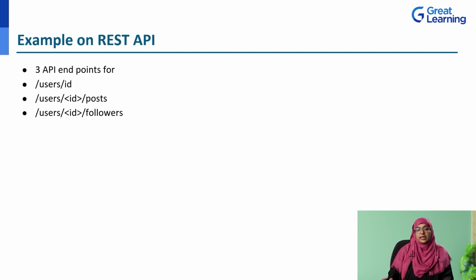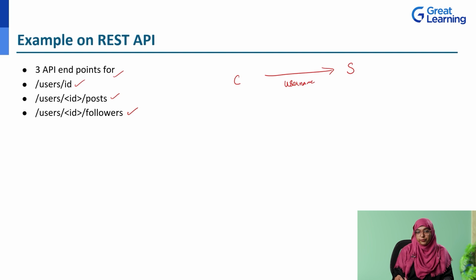Coming on to the example of your REST API, you can see that I have written 3 endpoints for the GET methods over here. Say I have a client, and then I have a server. Now I want to get the username of a particular person whose ID is equal to 1, right?